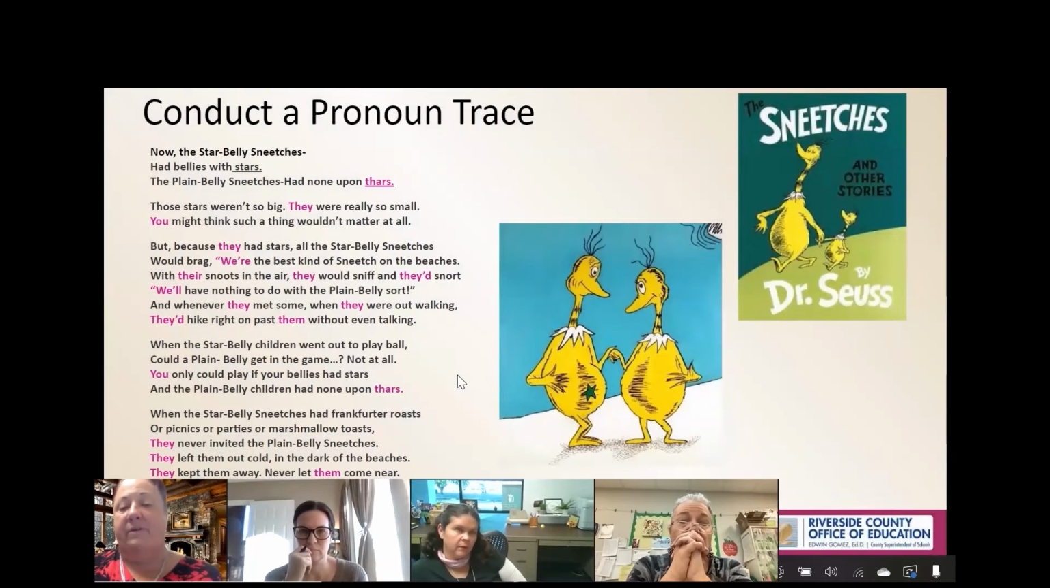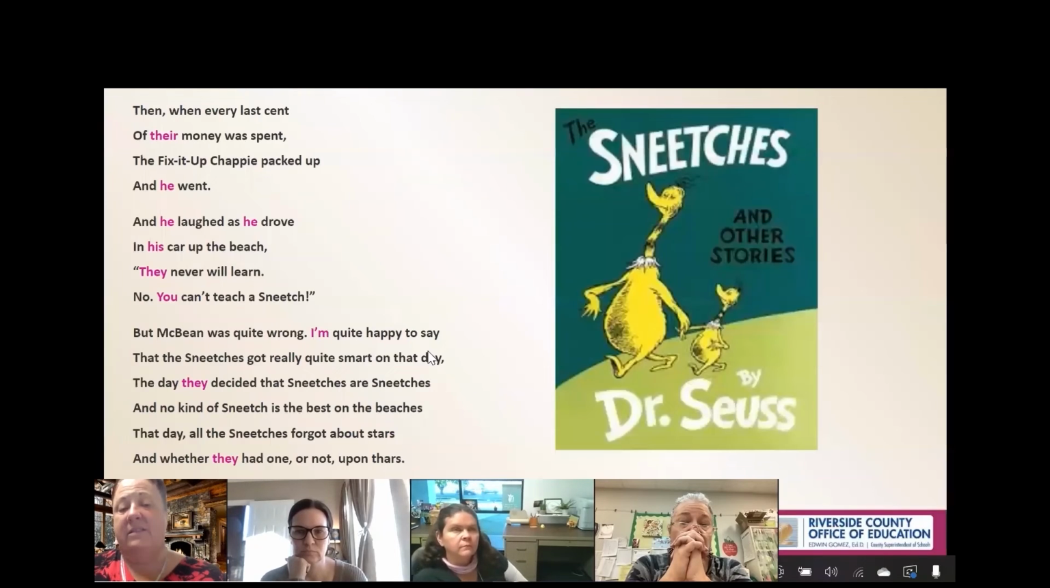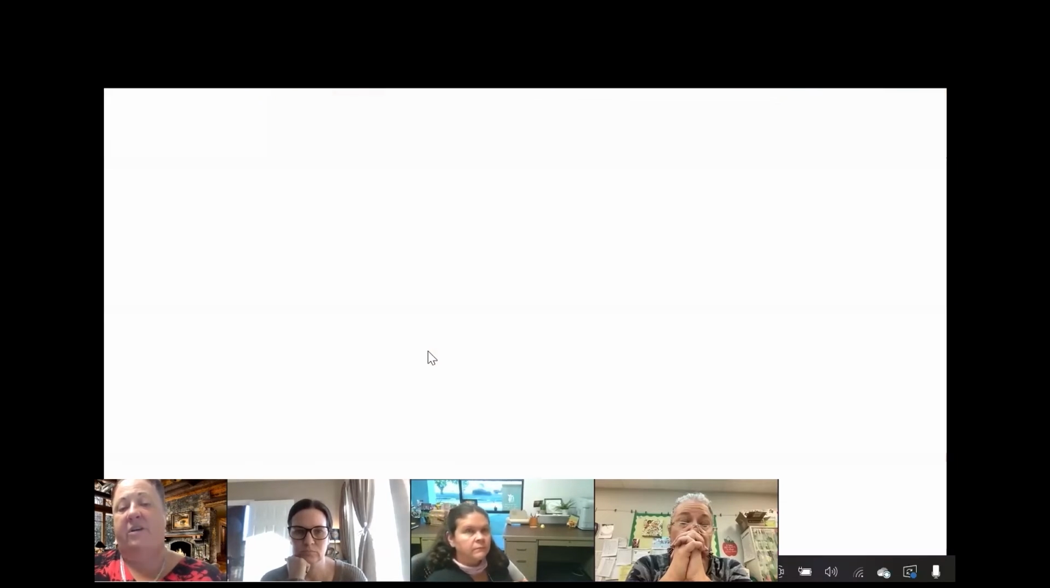Here's another example of a pronoun trace. I love the Sneetches, one of my favorite books. But look at all these pronouns. And this is a really complex one because the "they" can be either the plain-bellied Sneetch or the star-bellied Sneetch. So if you don't slow down and talk about which Sneetch they are talking about, the students won't have a deep comprehension of this text, okay? So again, look at what makes the syntactical structure complex and then slow down within a chunk of it.